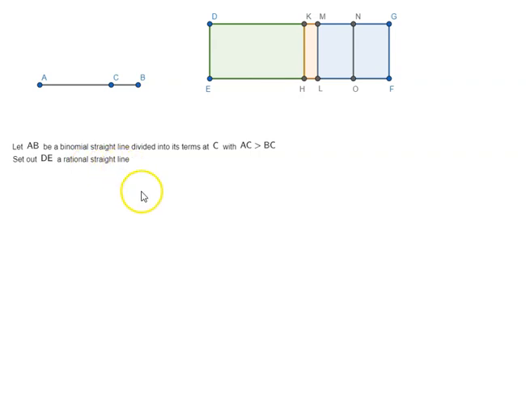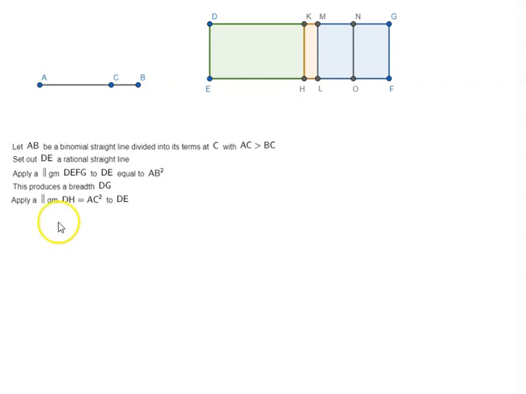So set out DE, a rational straight line. Apply a parallelogram DEFG to DE equal to AB square, or the square on AB. Actually, this would produce a breadth, that is DG. The proposition says that DG is going to be a first binomial straight line. So let's see how we can say that DG is a first binomial straight line.